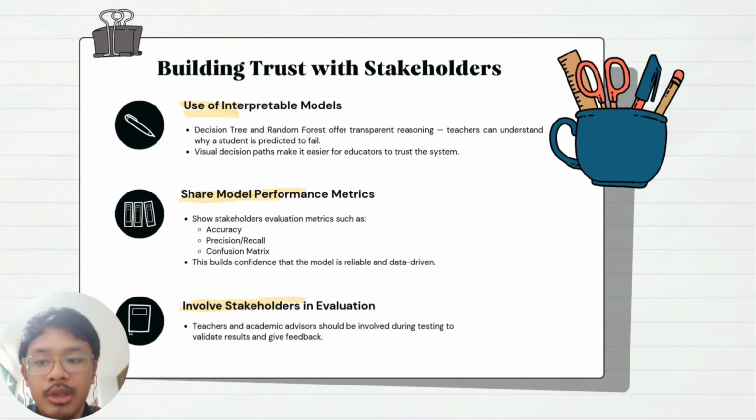Then, by sharing model performance metrics such as accuracy, precision, recall, and confidence metrics, this makes them confident that the model is reliable and data-driven. The involvement of stakeholders like teachers and academic advisors during testing will help to validate results and give feedback, which will further improve the model.